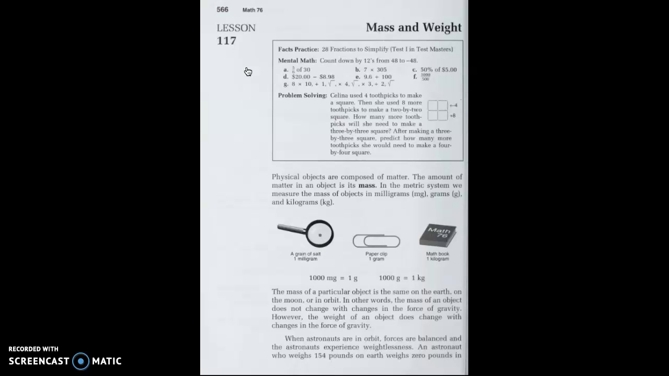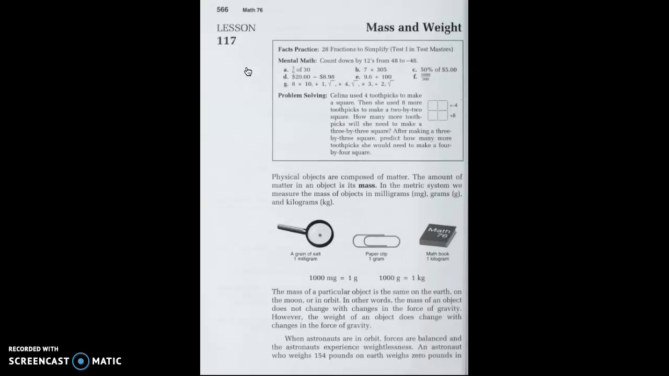Today we're going to talk about mass and weight, which are concepts you have probably talked about in your science classes already. What mass and weight have to do with our lesson today is that we're going to talk about converting amounts between different measurements. First off, we need to know what mass is. Everything in our world is composed of matter. The amount of matter in an object is called its mass.